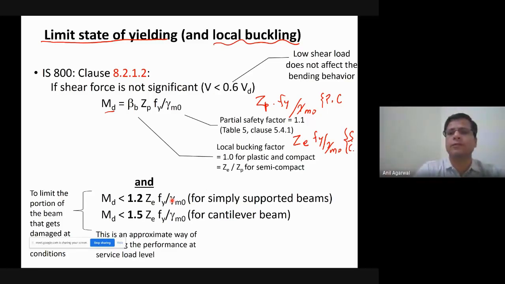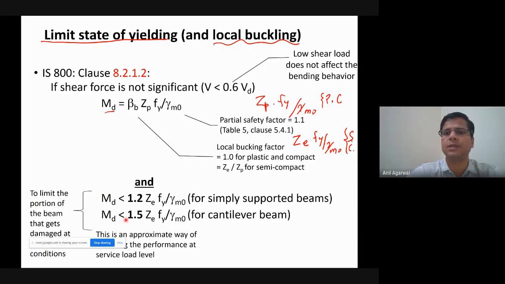And the problem is that if you use a ZP value which is much higher than ZE value, that means under the design load, the cross section will plasticize fully, but there is a chance that under the service load also, it will exceed the stresses corresponding to ZE and it will plasticize. Okay, and the provision wants to prevent the plasticization under service loads. Under service loads, the beam should not have any damage, but under the design load, it should be okay. Right? So that's why these factors are brought in, 1.2 and 1.5.